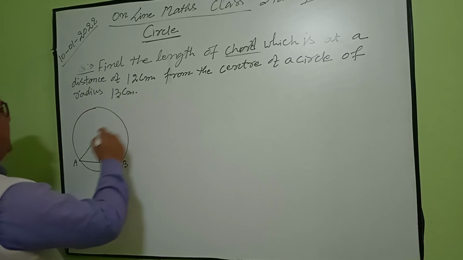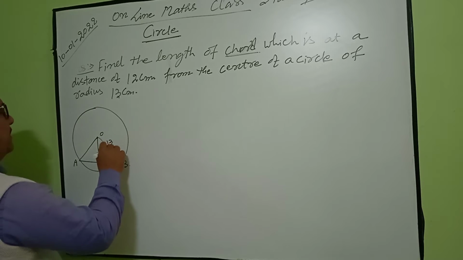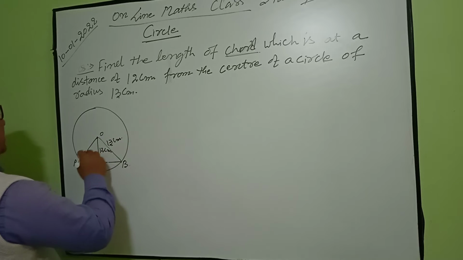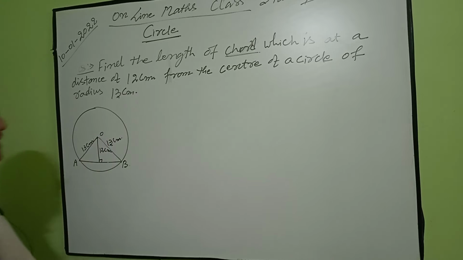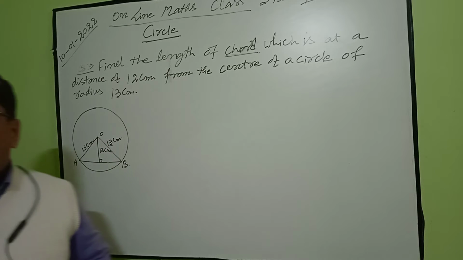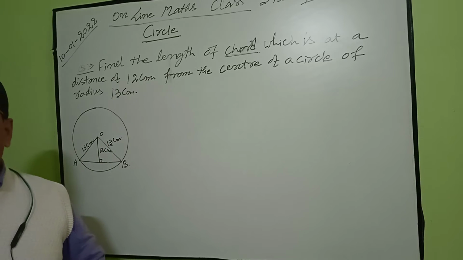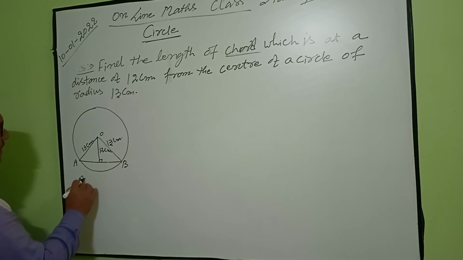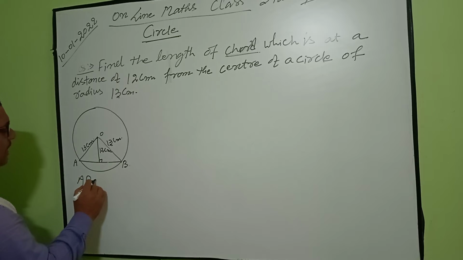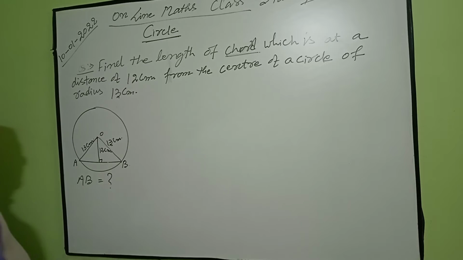And the length of radius is 13 centimeter. It will also be 13 centimeter. Both are 13 centimeter. Now, what is the length of AB? Then the length of chord AB equals what? We will have to find out.